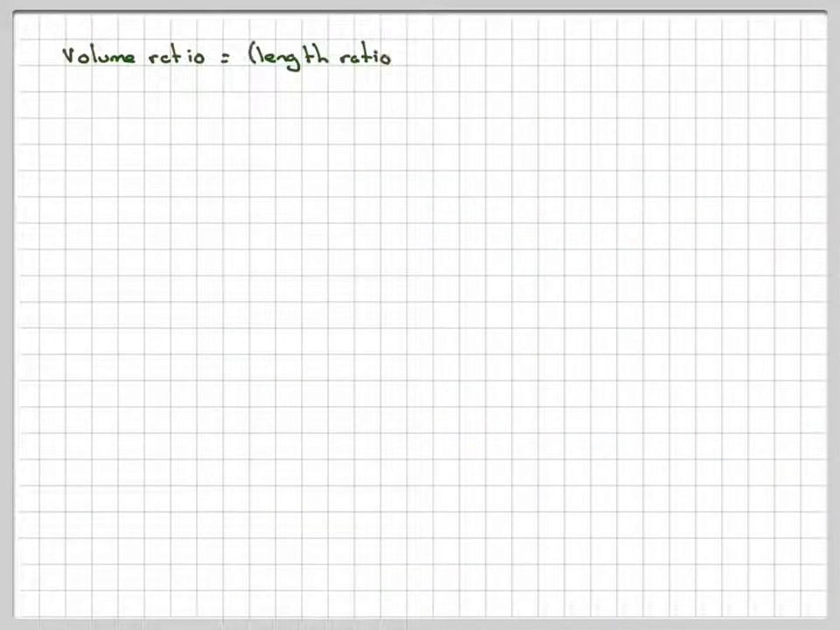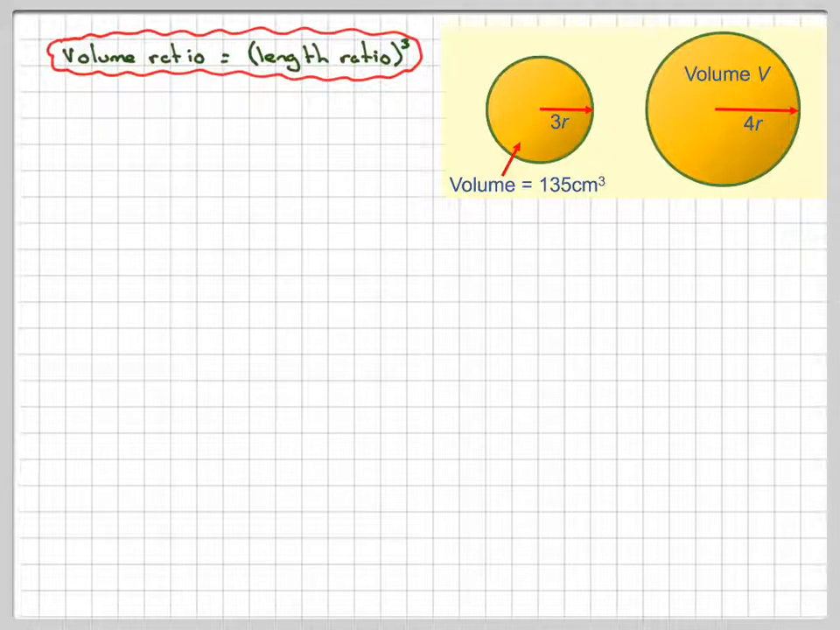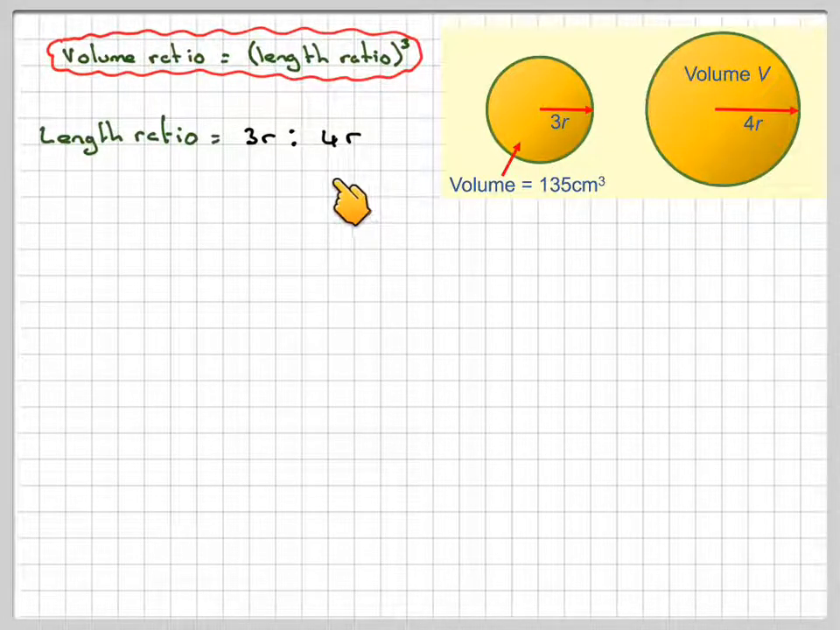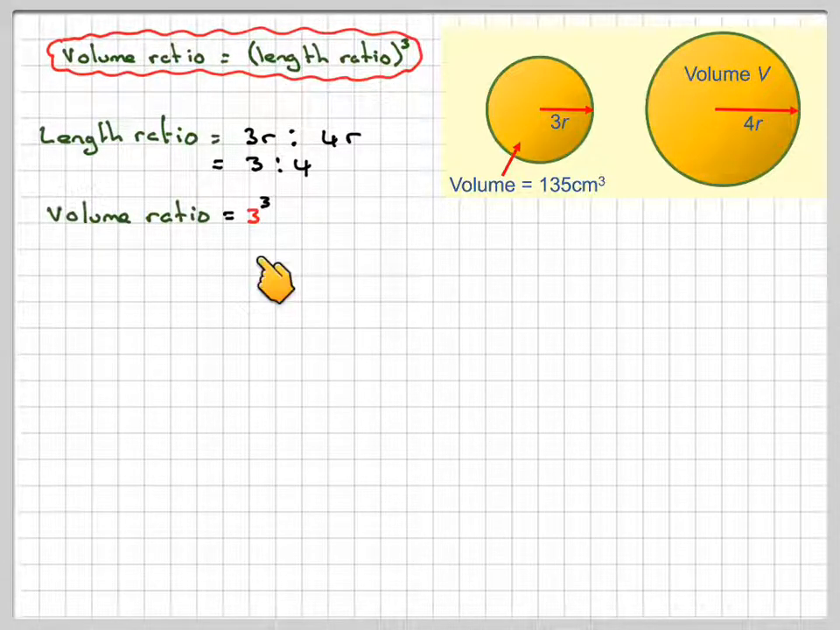Right, so the volume ratio is the length ratio cubed. The length ratio in this case is 3r to 4r. Now r is in both, so it doesn't really matter, we can just cancel it out and say that the length ratio is 3 to 4. Therefore the volume ratio in this case will be 3 cubed to 4 cubed. 3 cubed is 27, 4 cubed is 64.